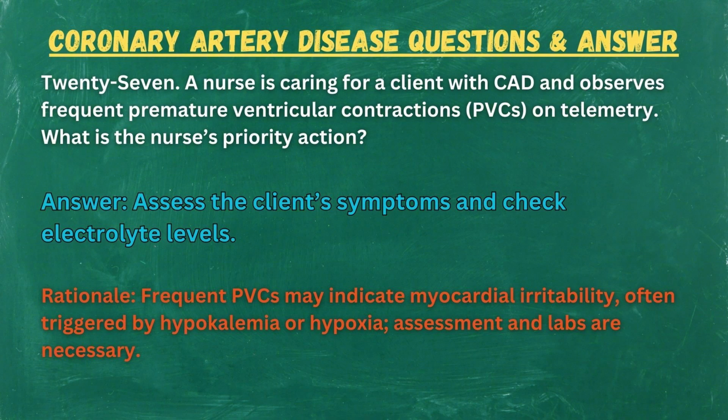Answer: assess the client symptoms and check electrolyte levels. Rationale: frequent PVCs may indicate myocardial irritability, often triggered by hypokalemia or hypoxia. Assessment and labs are necessary.